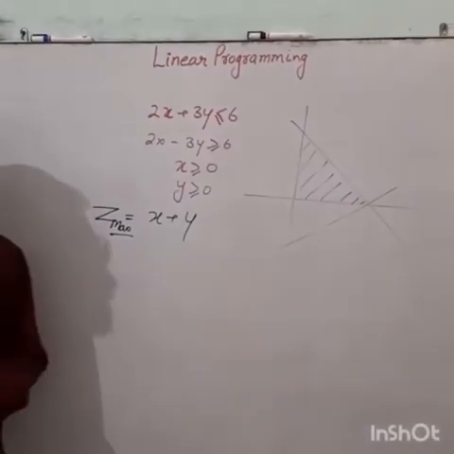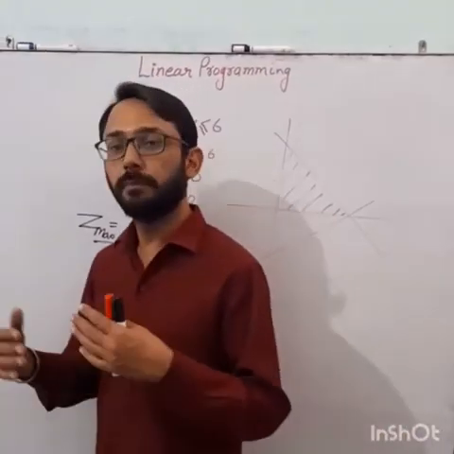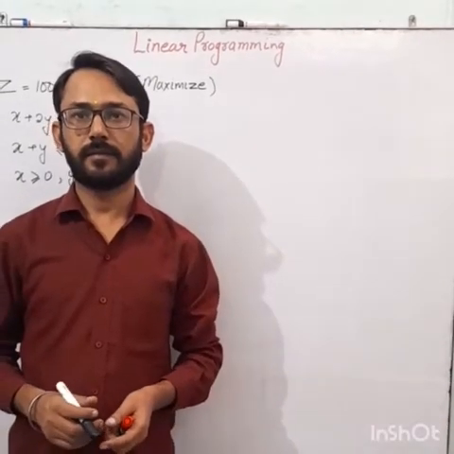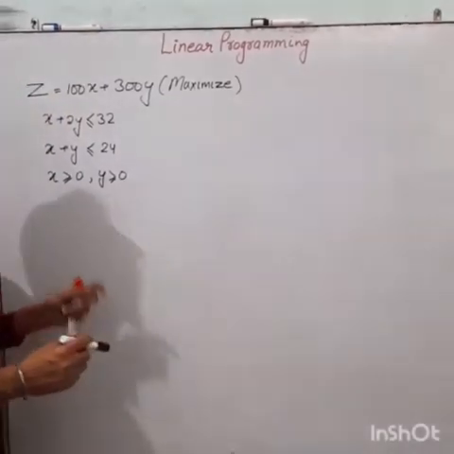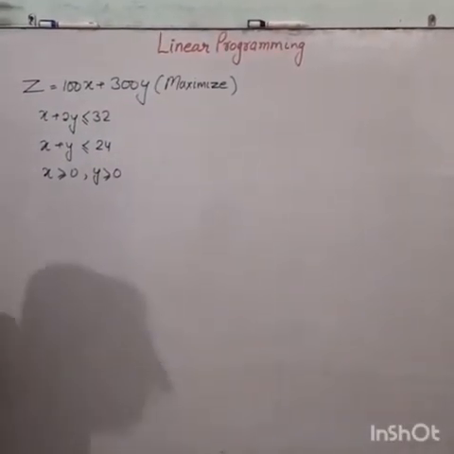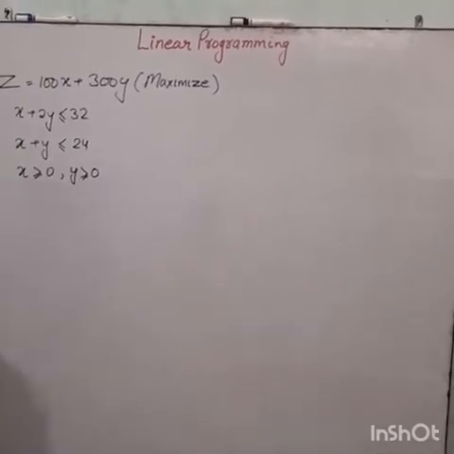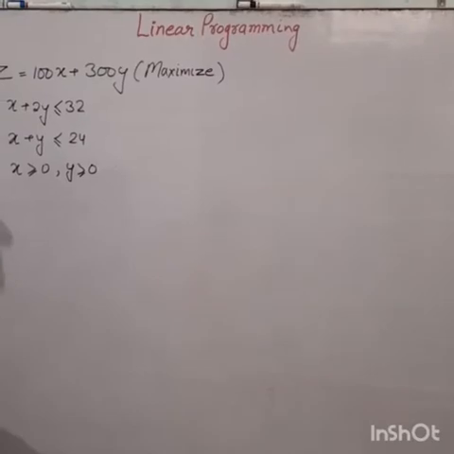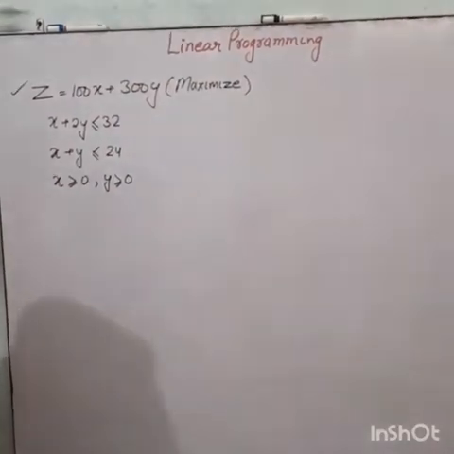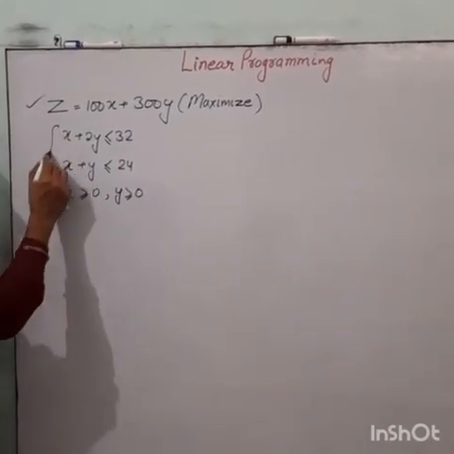Now we will take at least a question to understand it a little better. Yes, now we are taking a problem in the linear programming conditions. In this, the objective function is given to us. This objective function z is equal to 100x plus 300y. This we need to maximize. To maximize it, we have been given the constraints.